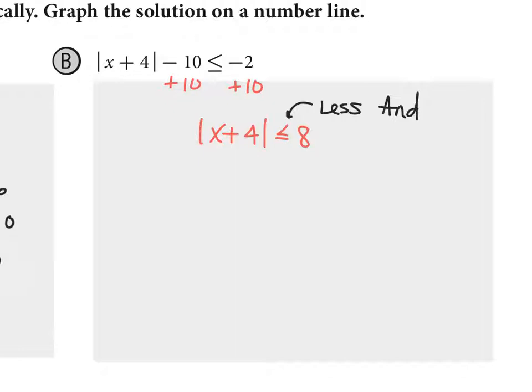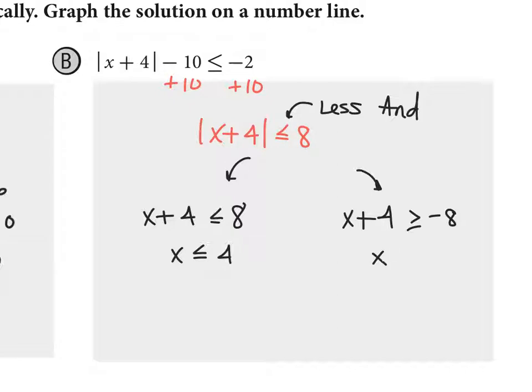If we solve this out, I still have my two cases: less than or equal to positive 8, or my other case, negative 8, where we've got to flip the symbol, so that's now greater than or equal to negative 8. I'm going to copy the absolute value part down, x plus 4. Subtract 4 from both sides. x is less than or equal to 4. x is greater than or equal to negative 12.